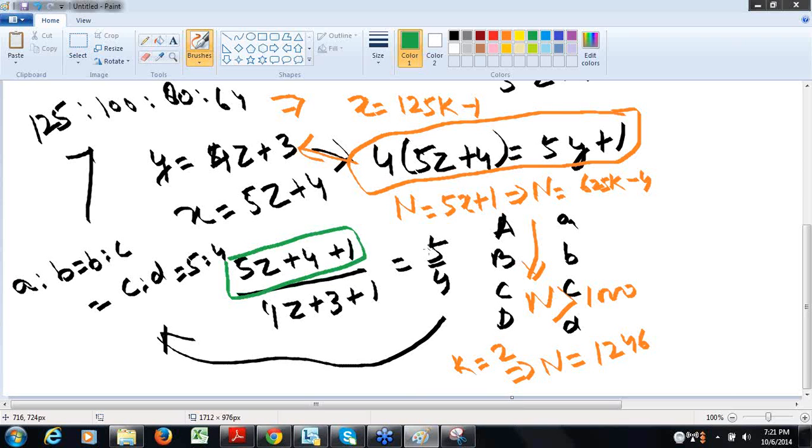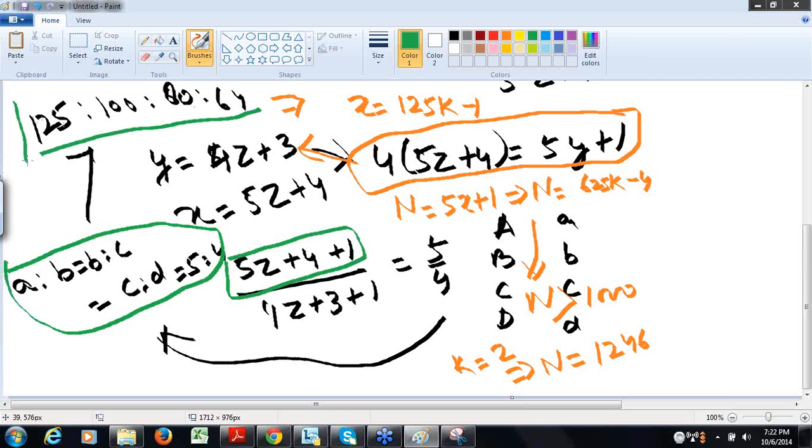Now if that is the case, then A by B is equal to B by C is equal to C by D is equal to 5 by 4. It has to be in continued progression. Now solve this. If you solve this, what will you get? A, B, C, D is in this proportion. The proportion is 125 is to 100 is to 80 is to 64.